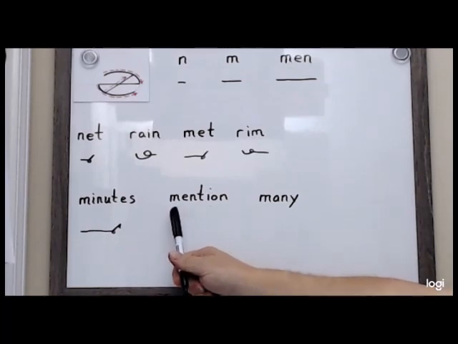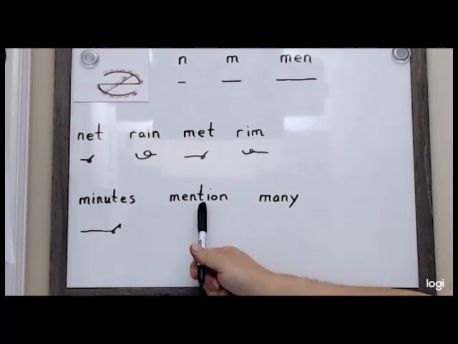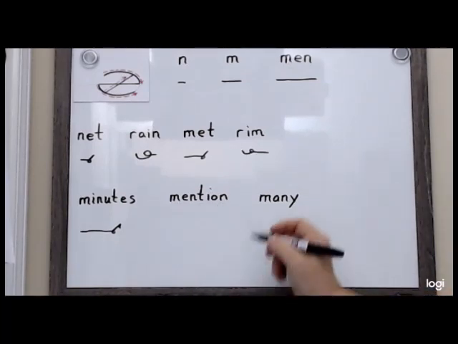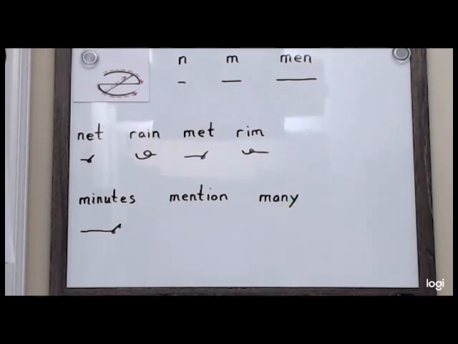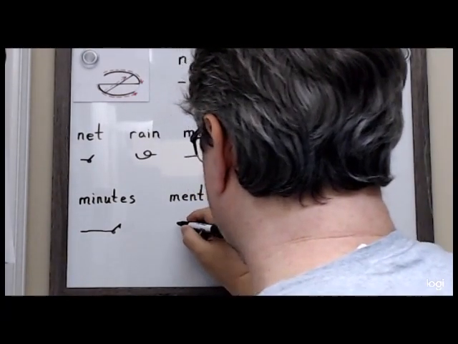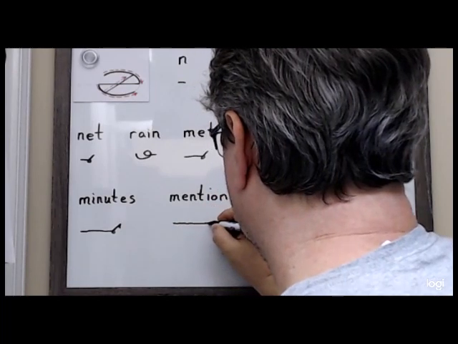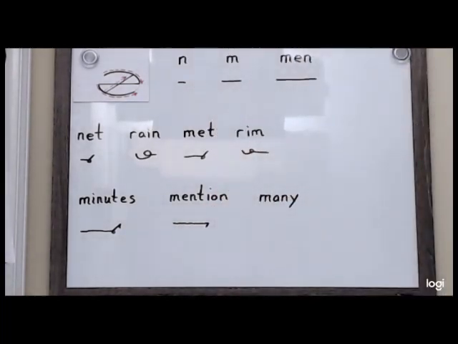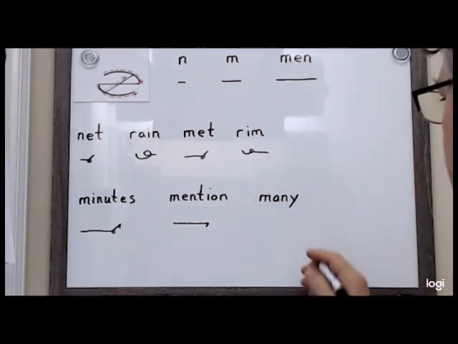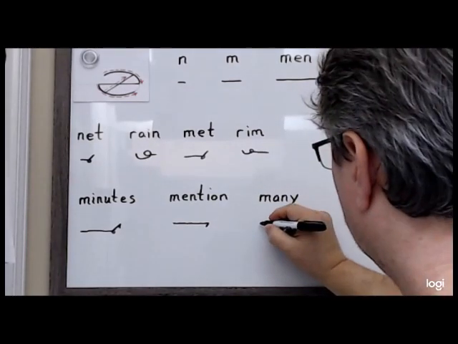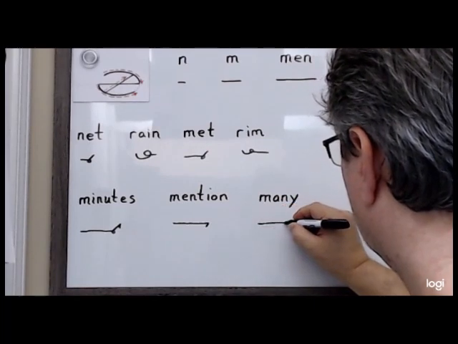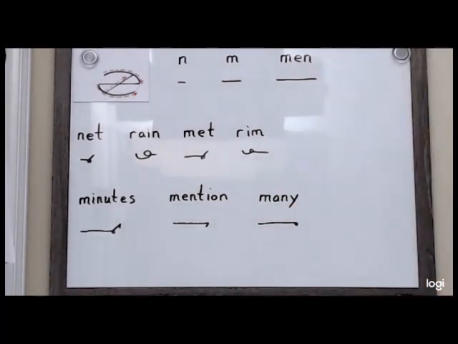Mention, you can see the men in here. The shun is actually represented by the SH, the small downstroke, so the word will look like this. Men, shun. Then the word many will be the men stroke, and just with the E at the end, so it will look like this. Many.